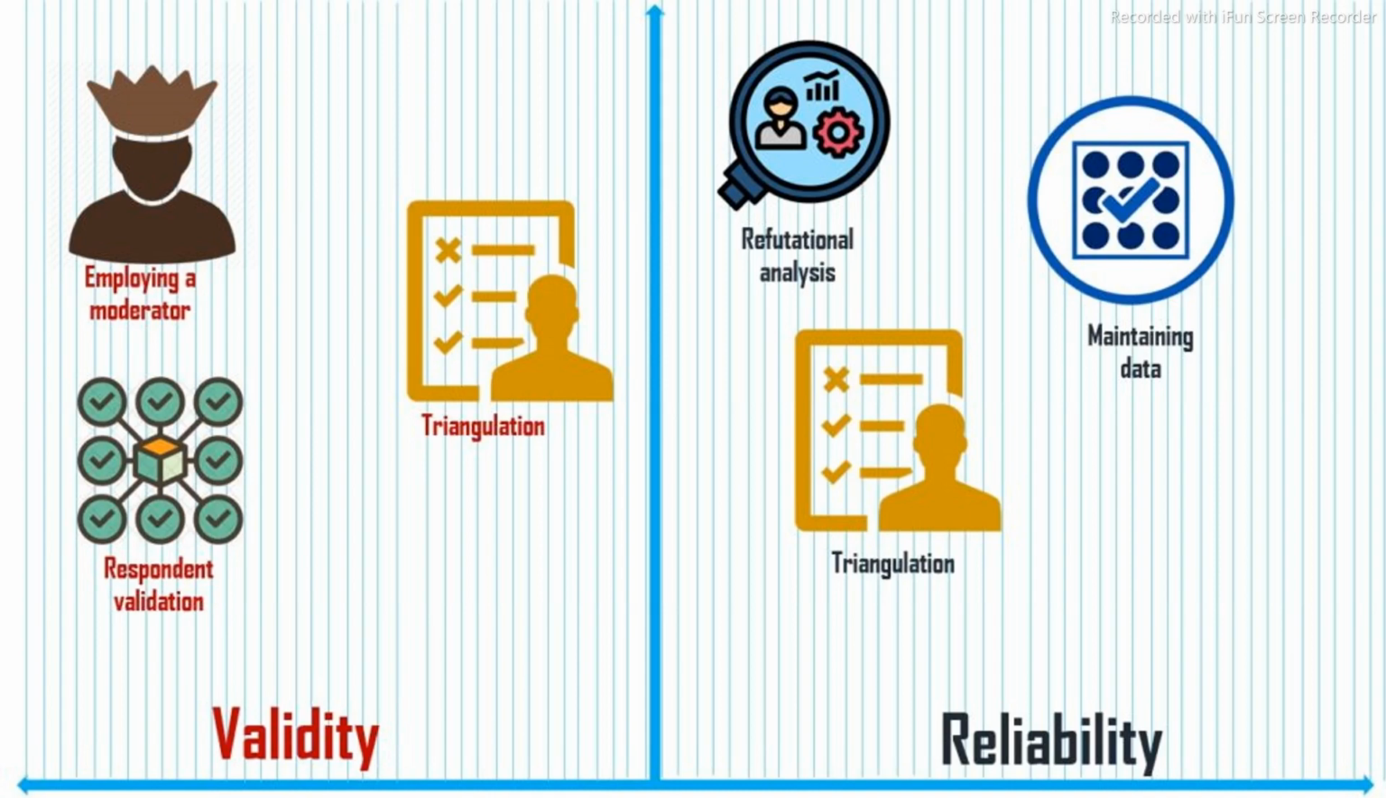Validity means, in the case of validity, what can we do? First, the data set is something we have to check, like employing a moderator who can check the validity of the data or data sample. Then respondent validation can be checked from the formats in which the data has been generated. And we can use the triangulation method. The triangulation method is generally applicable to all methods and all areas. I will explain how the triangulation method can be utilized.